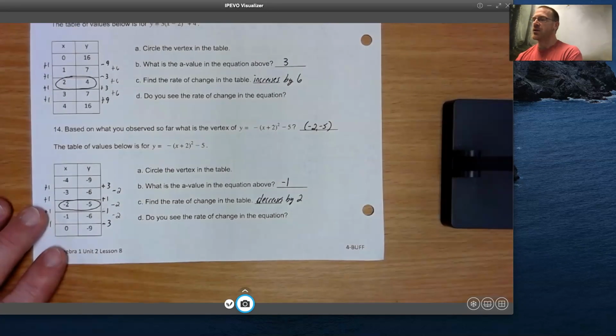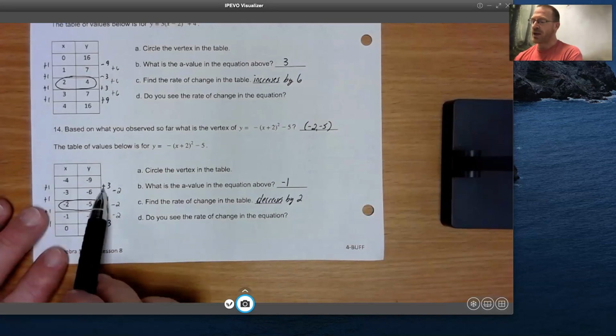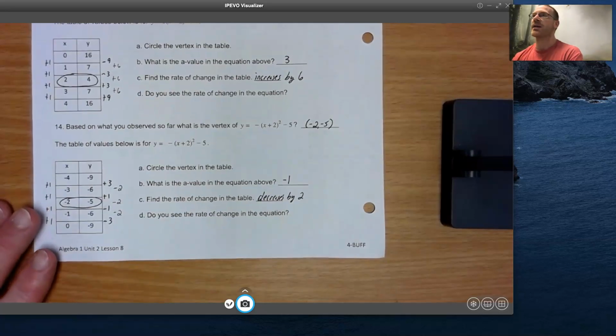So that A value is actually going to tell us the first step away from our vertex. And there's also a pattern with these, but we're going to talk about that pattern a little bit more in detail together.